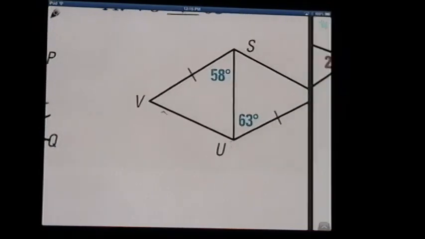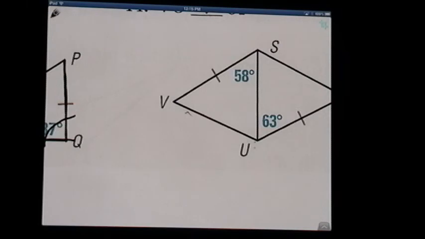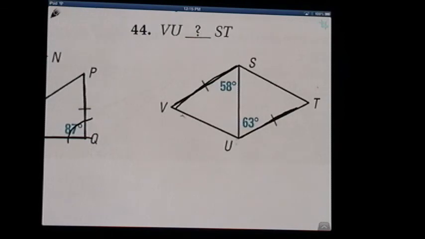Now here we have one side marked. VS is congruent to U, and mine seems to go off the page. I'm not really sure why it seems to be doing that. UT are congruent, but also SU is congruent to SU. So the included angles are those two angles, and we're trying to find out if VU is larger or smaller than ST. Because 58 is less than 63, VU is going to be smaller than ST.